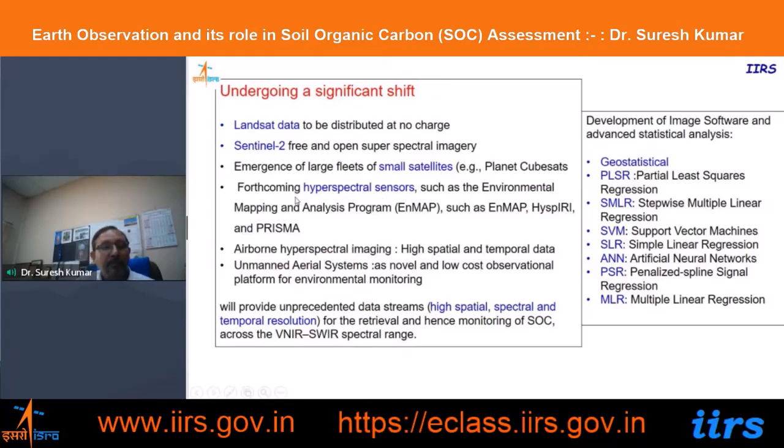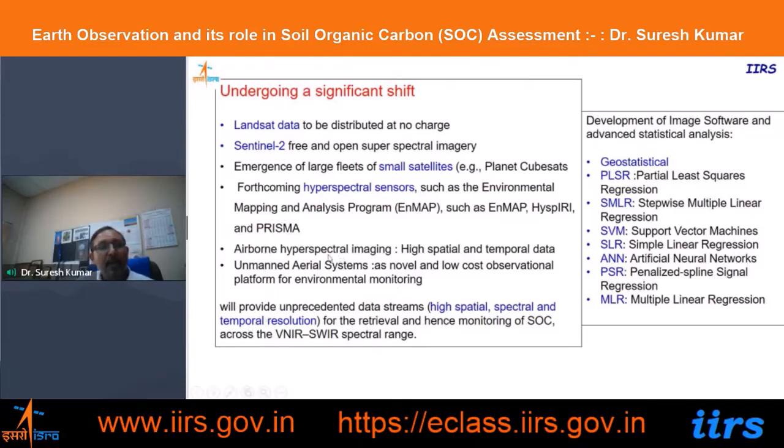In future, as planned by the various space agencies, hyperspectral sensors will be available for studying soil properties. For example, EnMAP, Environmental Mapping and Analysis Program, which is hyperspectral satellite data, HISUI, and the PRISMA satellite. These hyperspectral satellites are available today, and they can be used for mapping of soil properties.